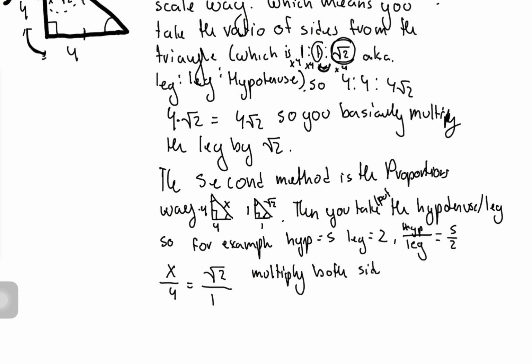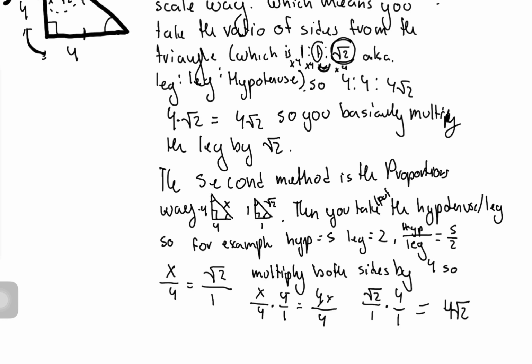So x over 4 multiplied by 4 over 1, and then root 2 over 1 multiplied by 4 over 1 equals 4 root 2, and the first equation equals x. So x equals 4 root 2. And that is how we find the hypotenuse.